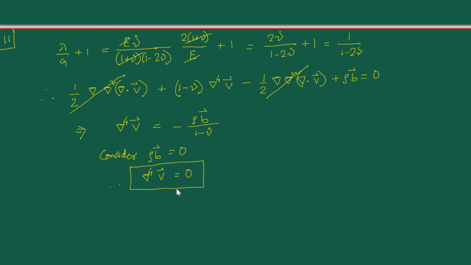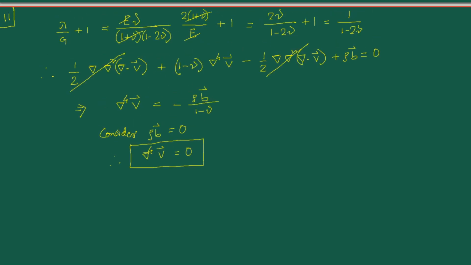Now, it is important to note that if we are working in the rectangular Cartesian coordinate system, then for the different components of this v vector, we will obtain decoupled equations or decoupled bi-harmonic equations for each of the x, y, and z components of the v vector.